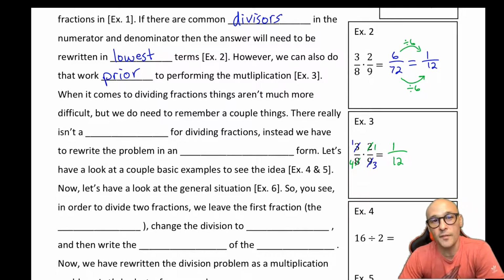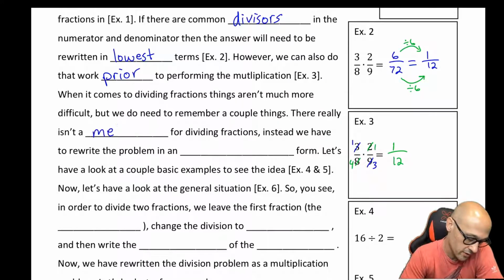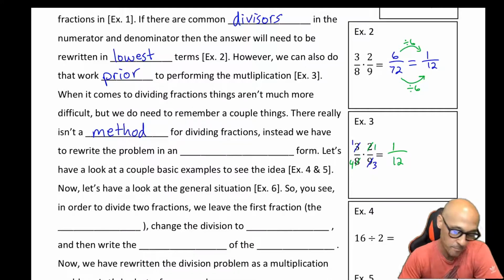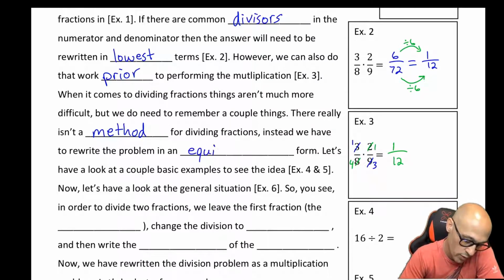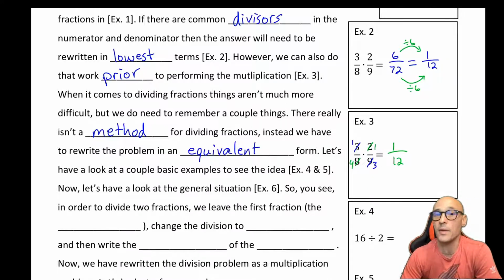When it comes to dividing fractions, things aren't much more difficult, but we do need to remember a couple things. There really isn't a method or a procedure for dividing fractions. Instead, we have to rewrite the problem in an equivalent form. Equivalent means the value is the same, it means the same thing, but it's different. Let's have a look at a couple basic examples to see this idea.